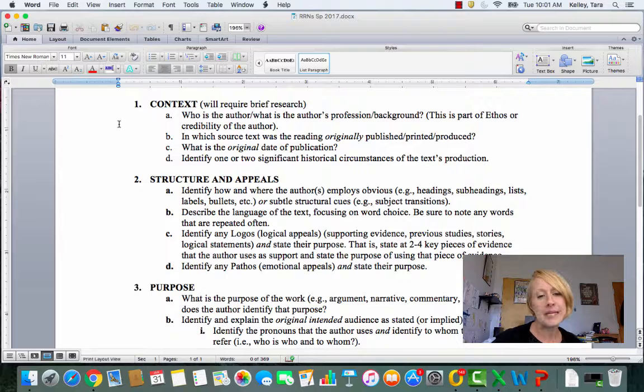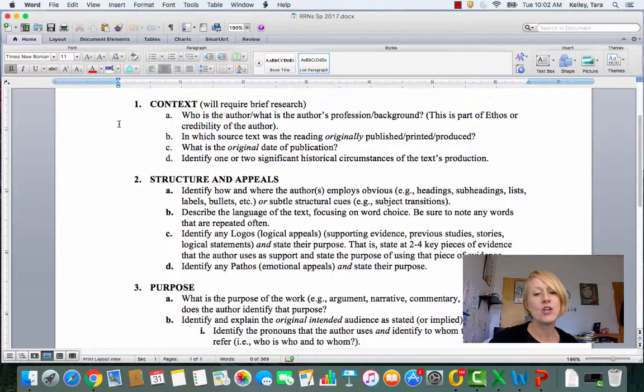And then B, describe the language of the text, focusing on word choice. Here you want to think about words that are repeated often, words that are important and key to this particular text. What do those words do? Understanding those words in context is important. There might be words that are repeated that you would understand in everyday language, but that are discussed differently within this particular academic piece. What are those words? So think about the language, think about the tone, the style.